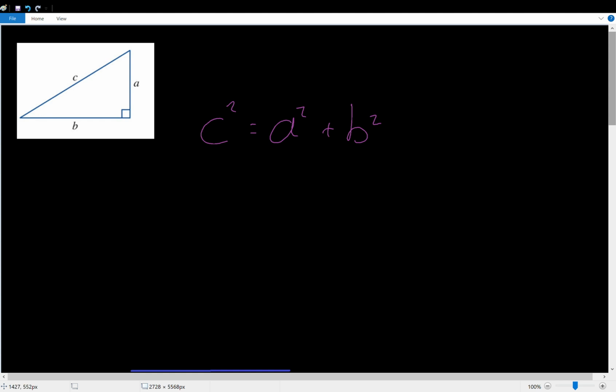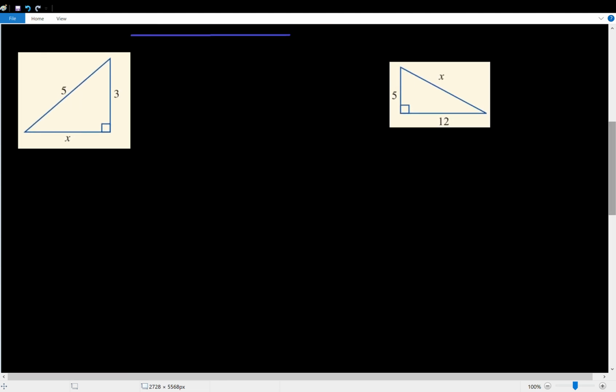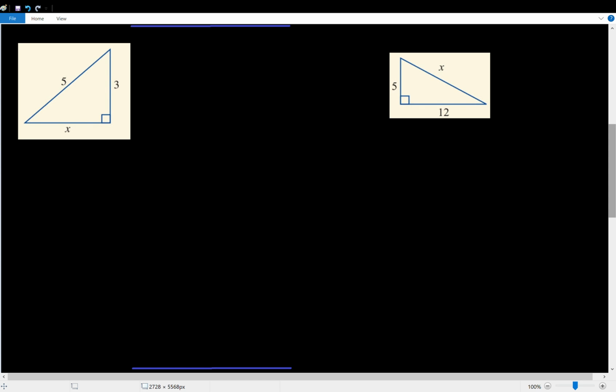So let's take a look at a couple of applications of this. The first thing that can be done with this is it can be used to find the length of a side that we are not given within a right angle triangle. So we've got two right angle triangles here. We'll start with the one on the left. In the one on the left, what we're going to do is put together our equation, like above, with the values that we've got here in order to get a value for x.